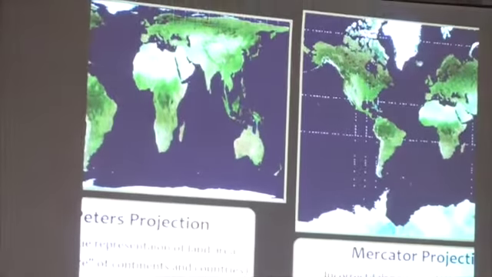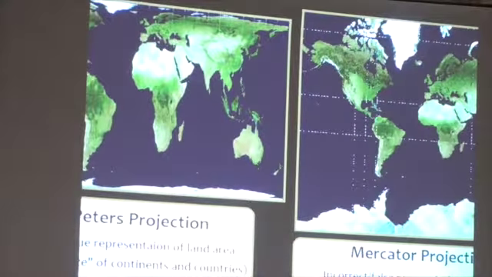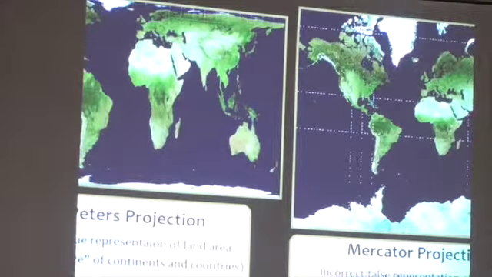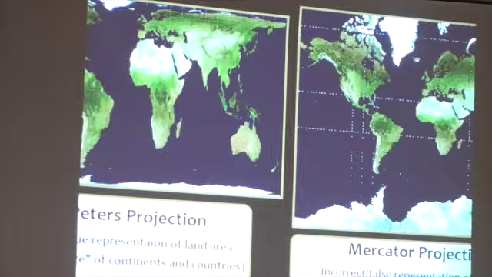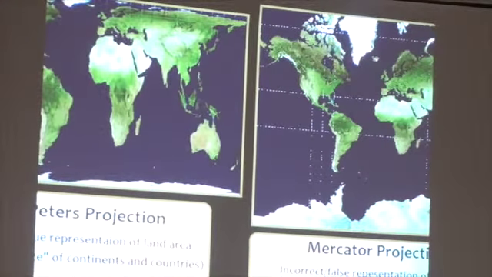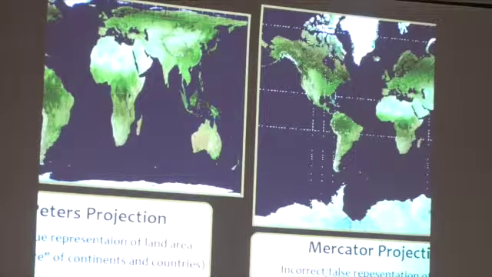These are two projections of the world, the Peters projection and the Mercator projection. The person who made this diagram feels that the Mercator projection is incorrect because the size of Africa is basically comparable to the size of North America, which isn't actually true. The Peters projection is promoted by people who are very interested in making sure that the relative size of countries and continents are represented correctly on the map.